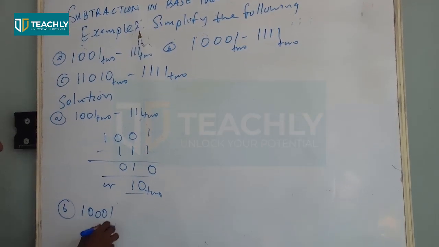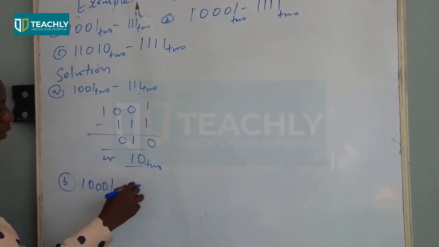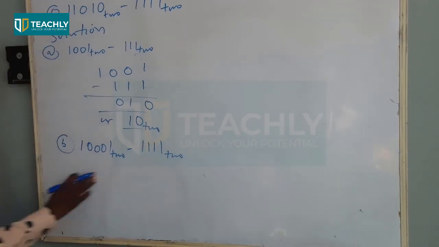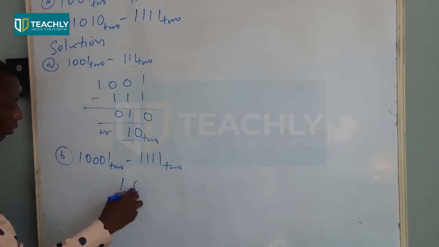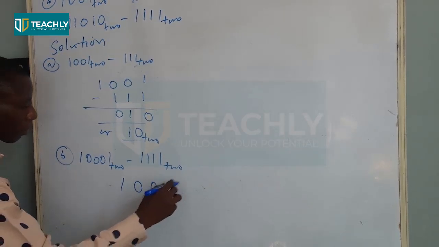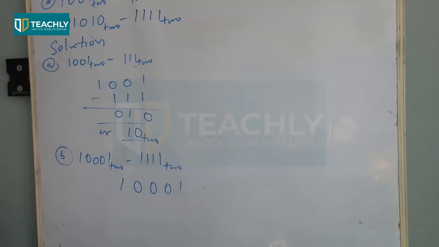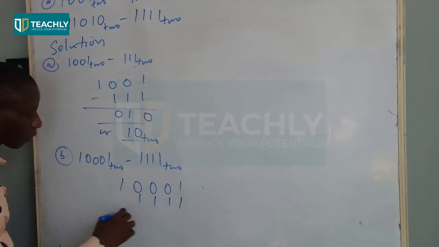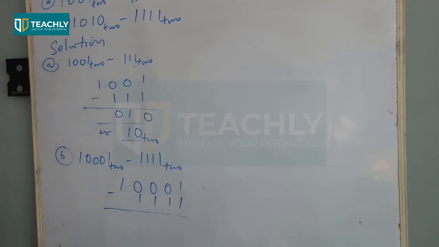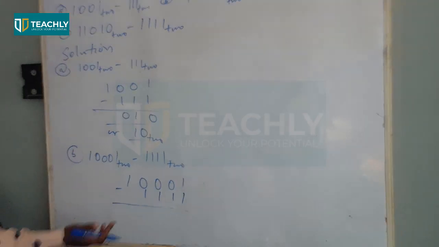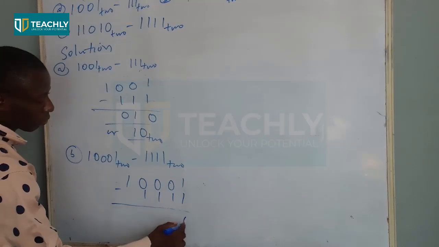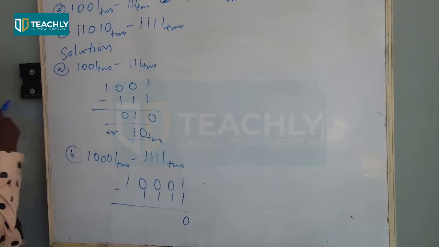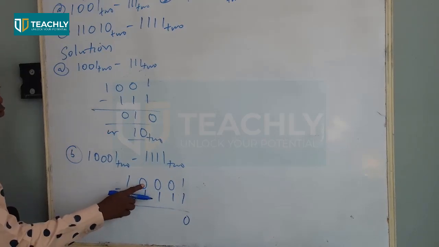Okay, the second one: 1 0 0 0 1 base 2 minus 1 1 1 1 base 2. If you arrange it, you have 1 0 0 0 1. So these 4 digits, let's start from the last digit: 1 1 1 1. So we are subtracting. 1 minus 1, you have 0. 0 minus 1, not possible. Come here and borrow again. If you borrow 1 here, the 1 turns to 2.